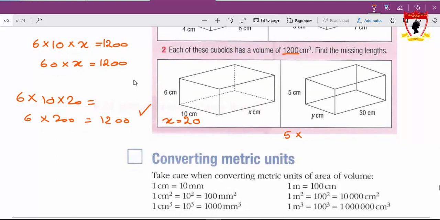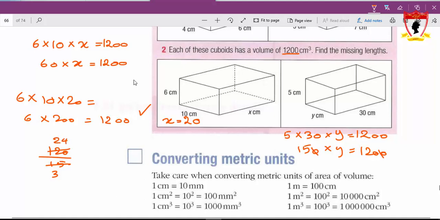Here, this width is missing, and the question says the volume is 1200. Then 5 times 30 times y must be equal to 1200. 5 times 3 is 15, with the zero, 5 times 30 is 150, times y must be equal to 1200. Then we can cancel 1 zero. 120 divided by 15 is equal to y. We can divide both of them by 5. This one will be 3. Divide 120 by 5, it will be 24.